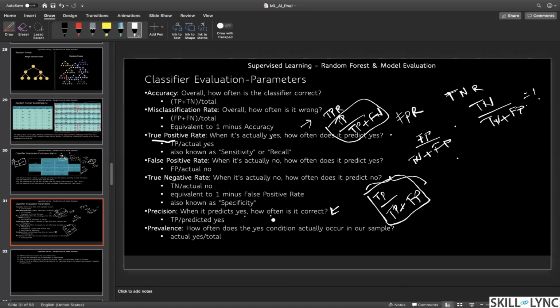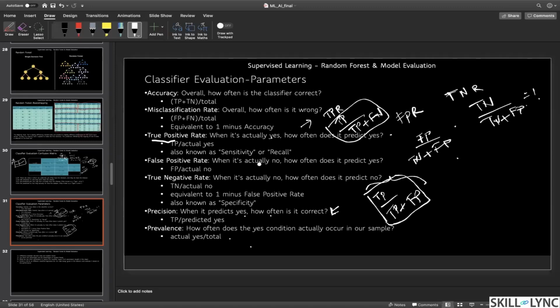And prevalence, I have not seen many applications where prevalence is used, but you can also look at prevalence. How often does the yes condition actually occur in our sample? So it's actual yes by total. But I've not seen this much in real-time applications.